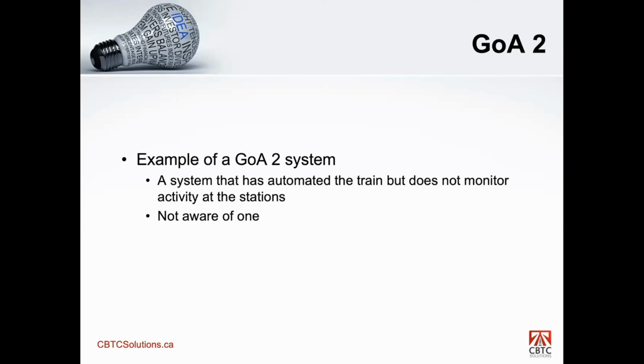Usually, if you've achieved a GoA 2, the jump to GoA 3 is incremental, and most systems would make that jump to GoA 3. So I'm not aware of a GoA 2 system. If someone is, I'd appreciate it if they could type it in the chat. I'd like to know of a GoA 2 system if it's out there.